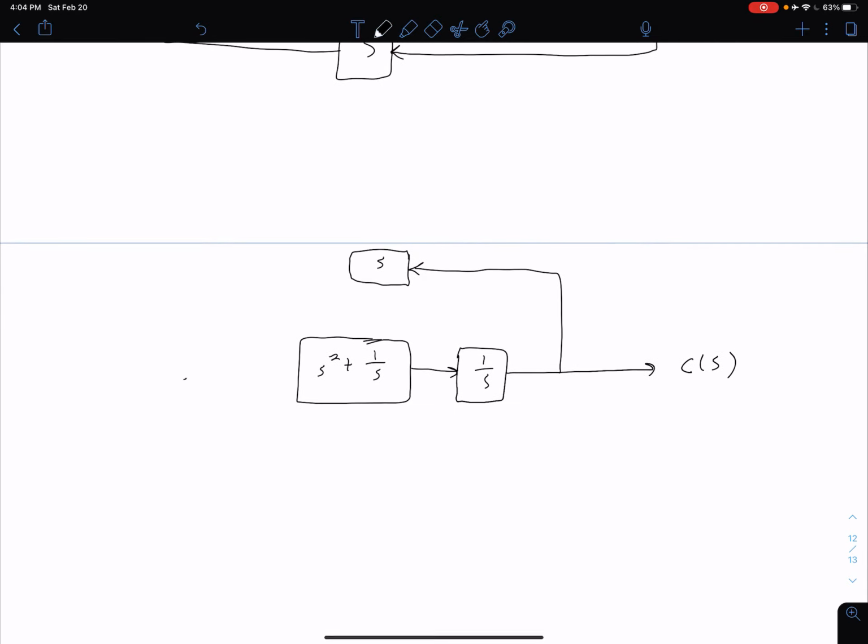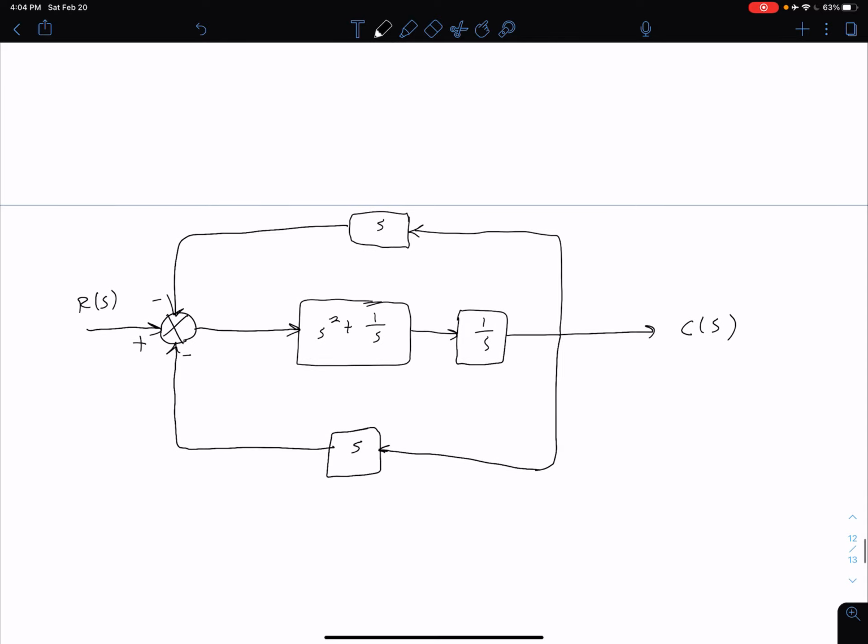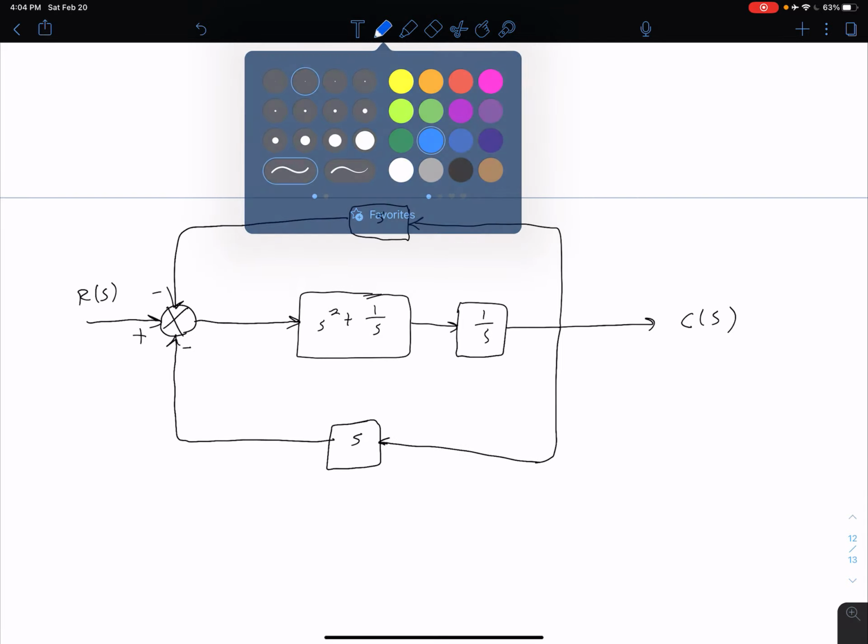Okay, and that's going to be coming back into this summing junction. So we get that coming in here. We also have our S block down here. So we have our S block here, which is also coming into that summing junction. So those were both being subtracted, and then our initial input, R of S, is being added to that summing junction. Okay, so now we can make a couple more simplifications.